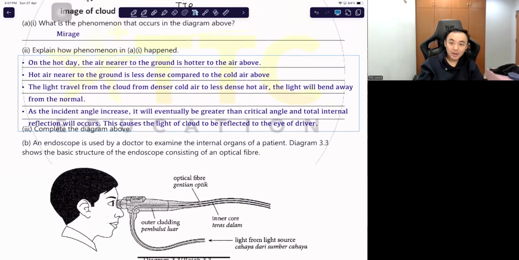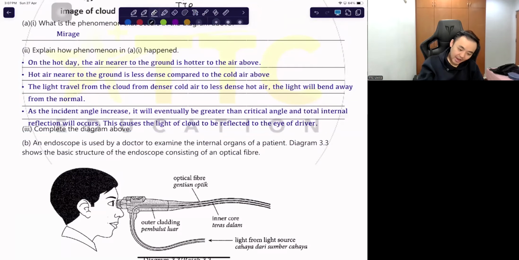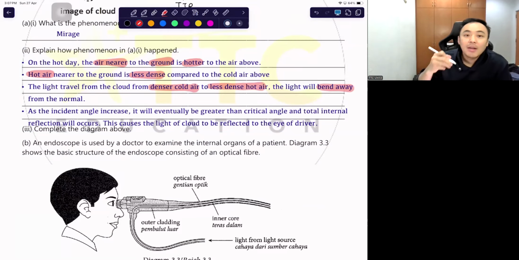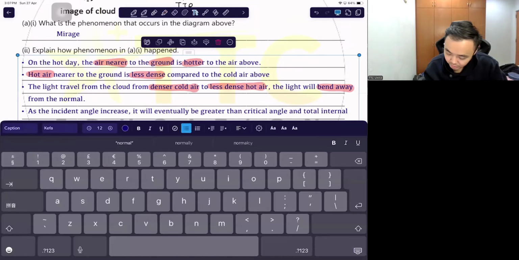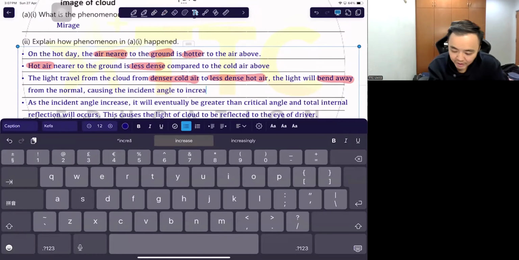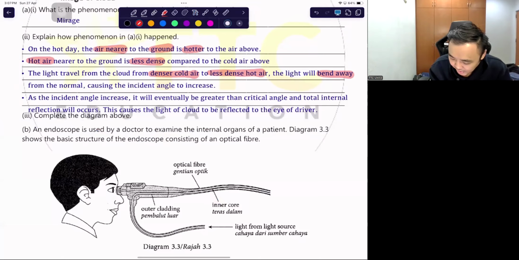So first, you mention that the air nearer to the ground is hotter. Then hot air is less dense. After that, light travels from denser to less dense, so you bend away. When you bend away, the angle increases. Or you can add on some more: the light will bend away from the normal, causing the incident angle to increase. So when your angle increases, it is eventually greater than the critical angle, and total internal reflection occurs.